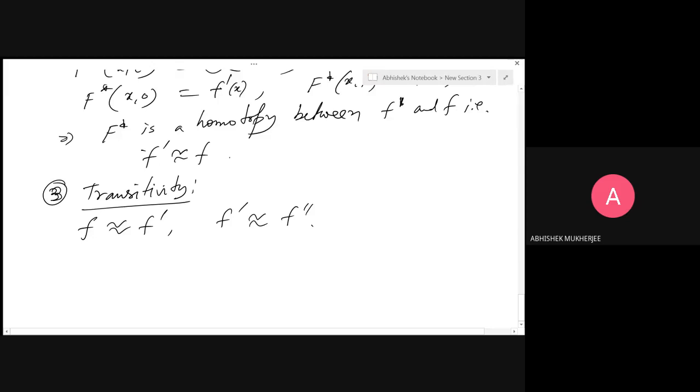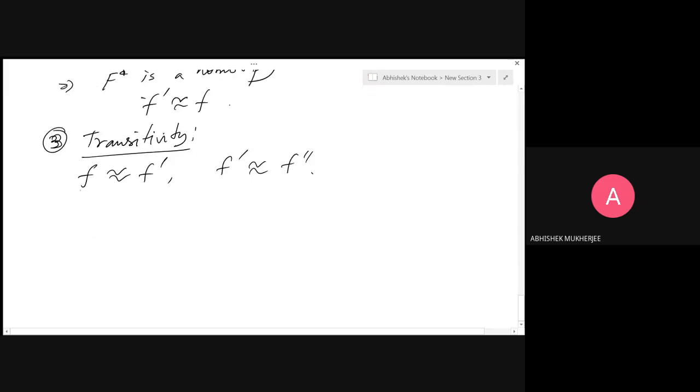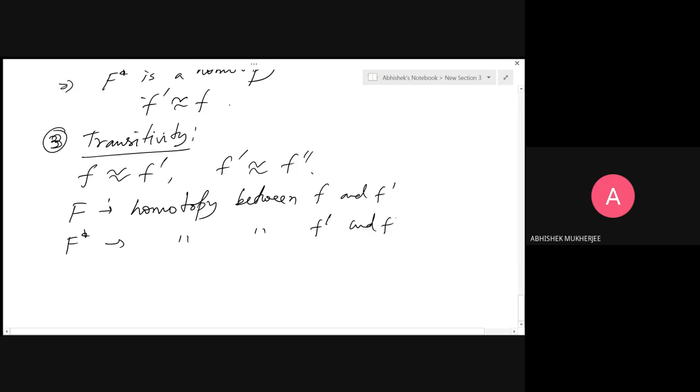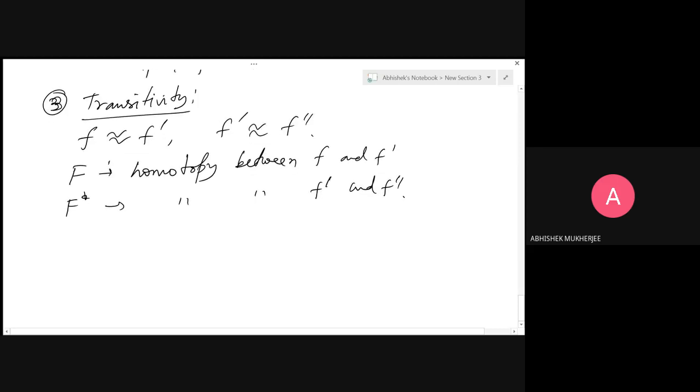By the definition of homotopy, you will have one homotopy which will send f to f dashed, and another one which will send f dashed to f double dashed. So F is the homotopy between f and f dashed, and suppose F star is a homotopy between f dashed and f double dashed. Our aim is to construct a map which will send f to f double dashed.